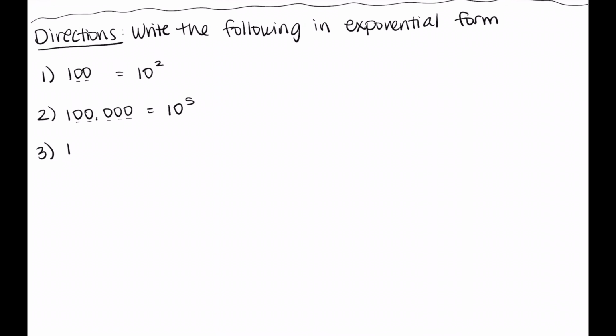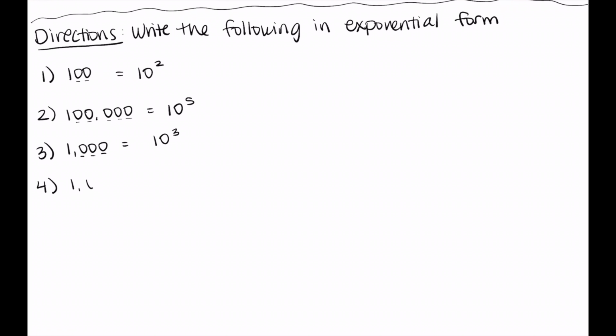Now we'll move on to number 3. For number 3, we have 1,000. Now for the 1,000, we know the base is 10. We have 3 zeros after that 1, so 1,000 would just be 10 cubed.